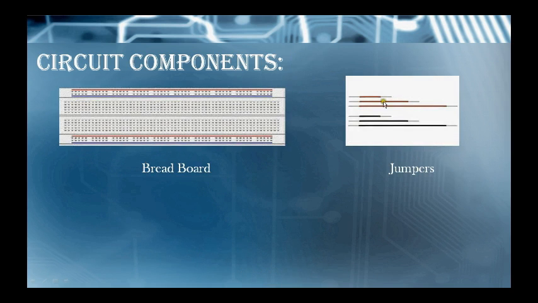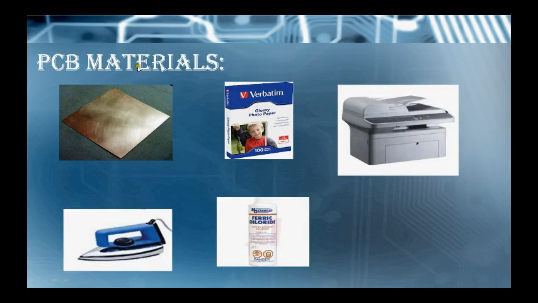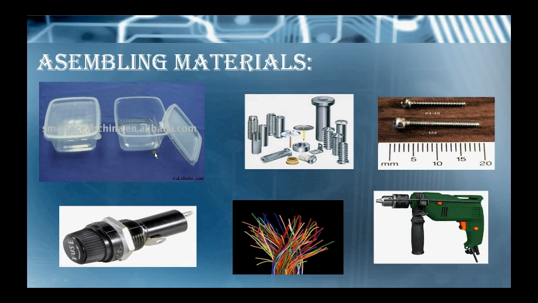We need a breadboard and jumpers to verify the circuit. After the verification of the circuit, we need to prepare a PCB for the circuit. So we need some copper clad board, glossy sheets, a printer, an iron or a laminator, ferric chloride, acetone, IPA, and such things. After preparing the PCB, we need to assemble all the components of the circuit. So we need a box. I didn't find a transparent box, so I am using this box as the project box. And you need some studs, some screws, a fuse holder, some PCB wires, and a drill.